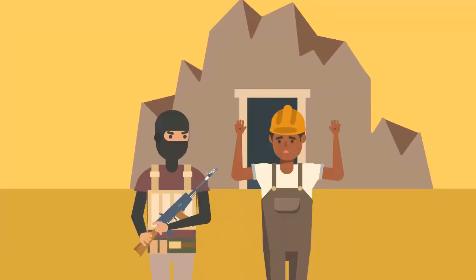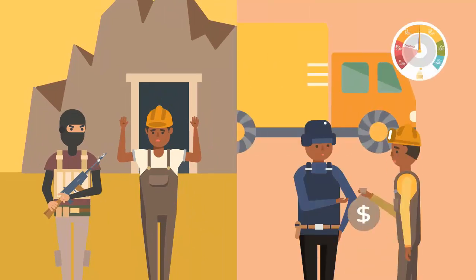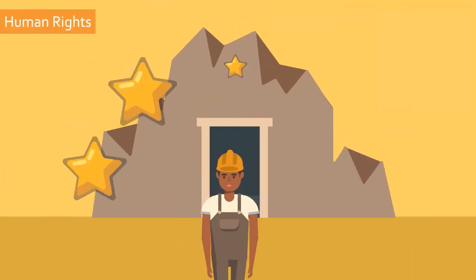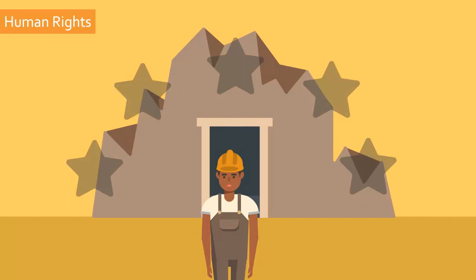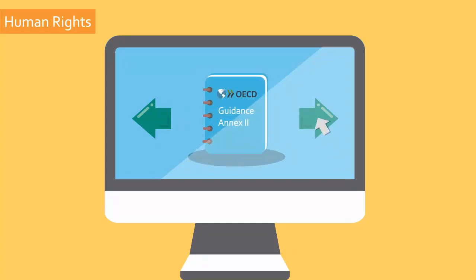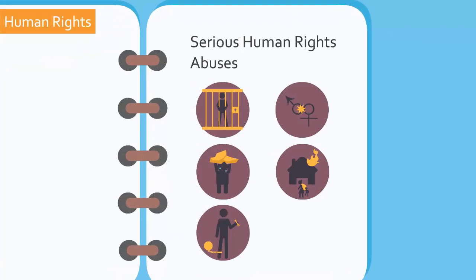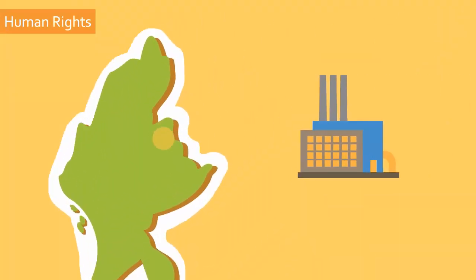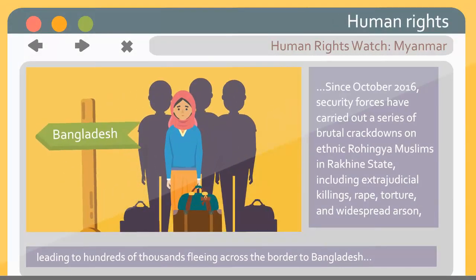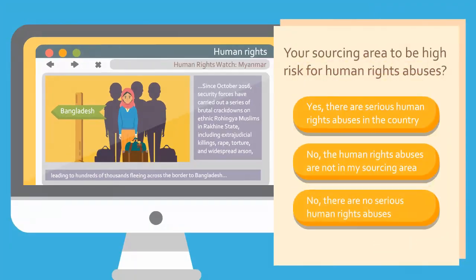Regions with recent armed conflict or weak governance are vulnerable to serious human rights abuses, so you might include the human rights situation as one of your criteria. Here, it's more difficult to find a readily available rating system. Instead, you could examine news and human rights reports to look for serious abuses, such as the ones covered in the OECD guidance. For example, let's say you're sourcing from Wa State in Myanmar. Read this part from the Human Rights Watch report and decide whether you'd consider your sourcing area to be high risk for human rights abuses.